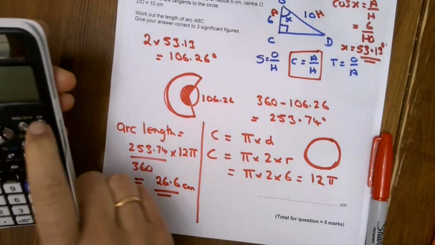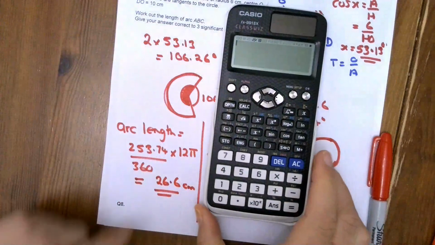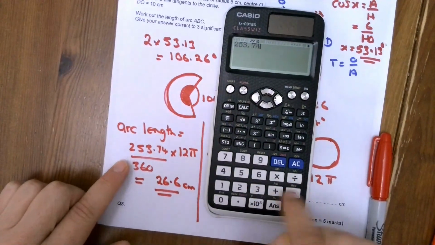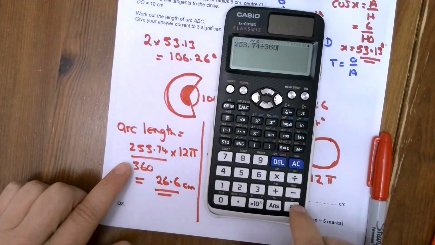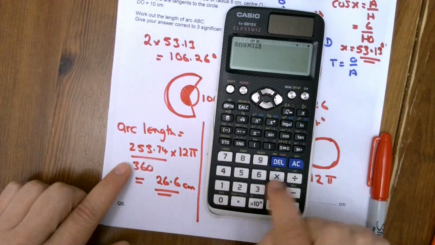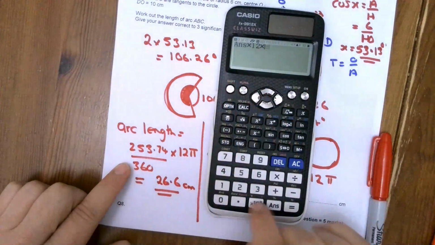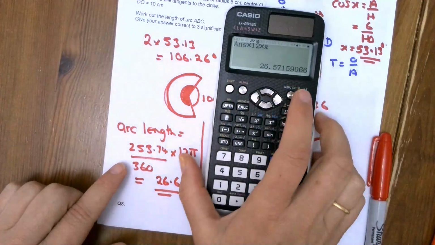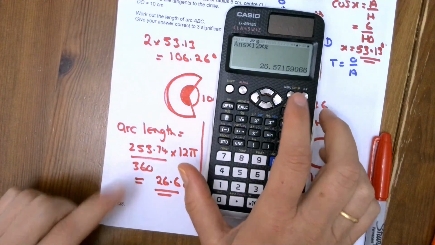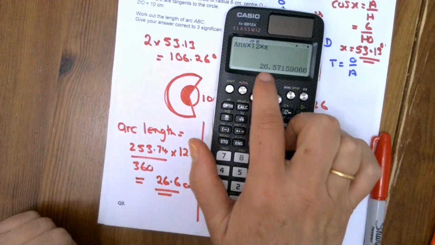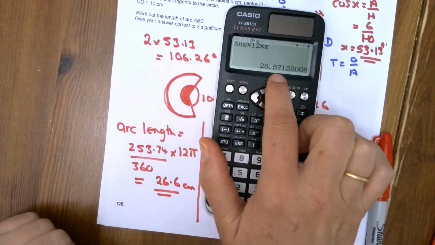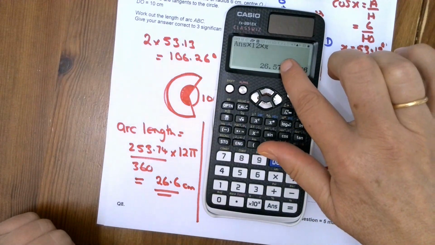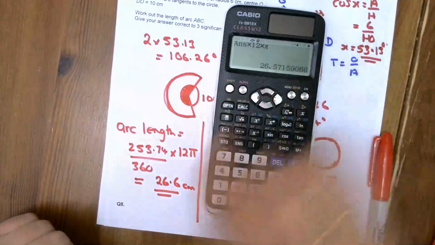I'll just do that on my calculator to show you how I did that. 253.74 divided by 360, multiplied by 12, multiplied by pi, and I get 26.57 on my calculator. So to 3 significant figures is 26.6. I round the 5 up to 6 because the 4th significant figure is 5 or bigger, so 26.6.